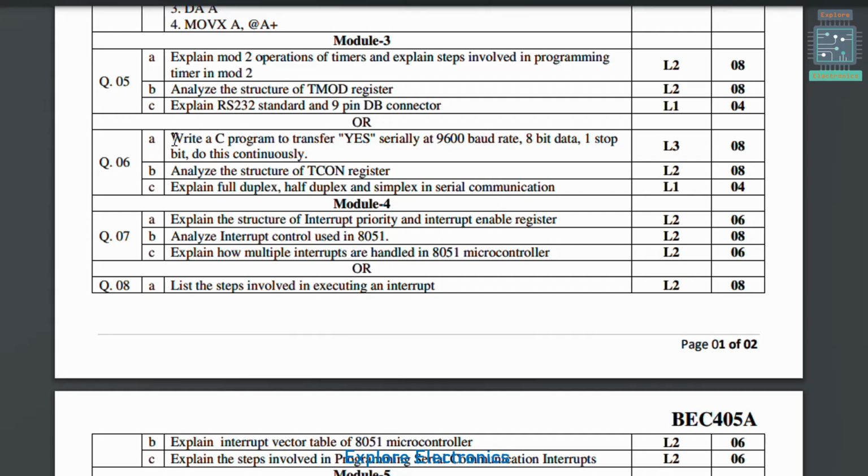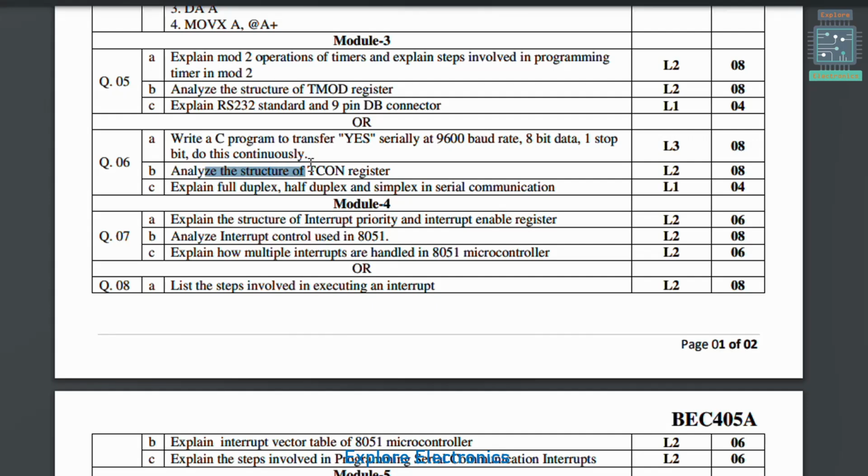In the choice question, they have asked to write a C program to transfer 'S' serially at 9600 baud rate, 8-bit data, 1 stop bit, and do it continuously. So you need to transfer 'S' serially with this condition and you need to do it continuously. You need to write the C program. This is for 8 marks.